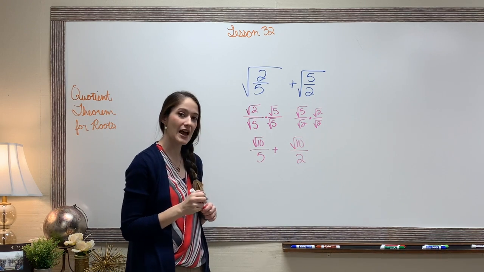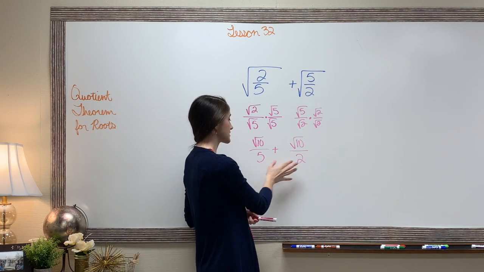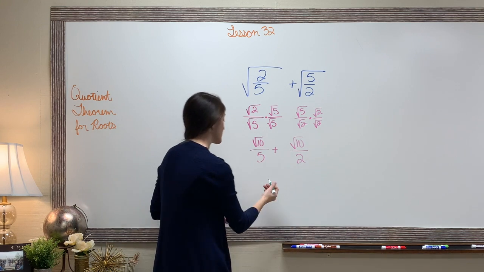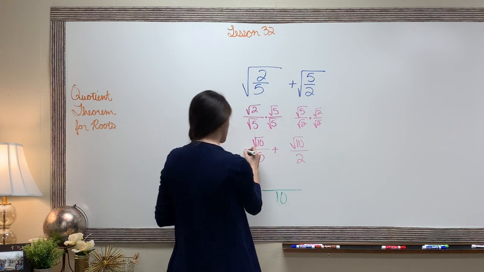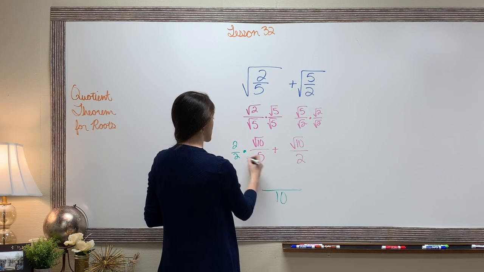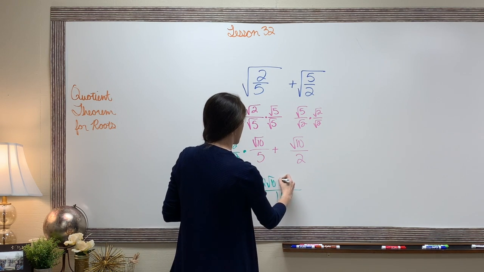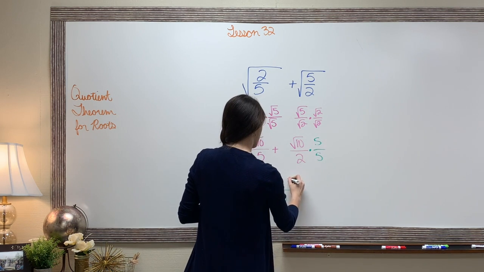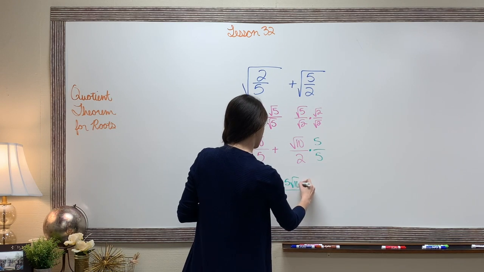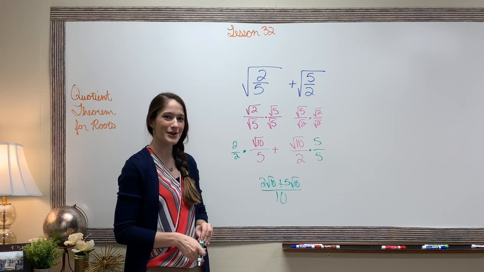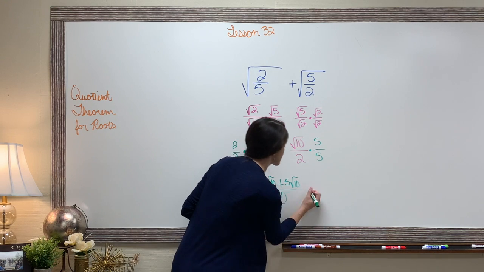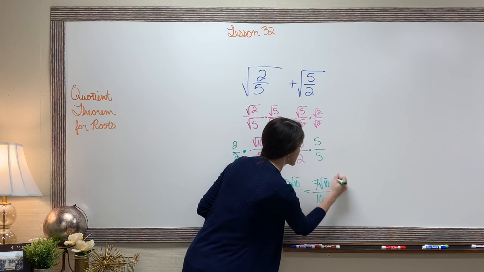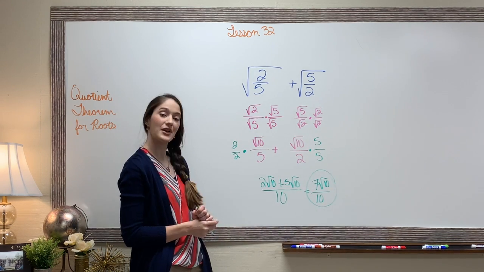But they still want us to add. So now we need to get common denominators and multiply these fractions to make those balanced and equivalent. So our common denominator is going to be 10, which means I need to multiply this fraction by 2 over 2. So we get 2 square root 10 plus, and then this one I need to multiply by 5 over 5. So then we have 5 square root 10. And once I get to that part, I can see that I can add these two roots together. So this is going to be 7 root 10 over 10. So there we go, we've done it.